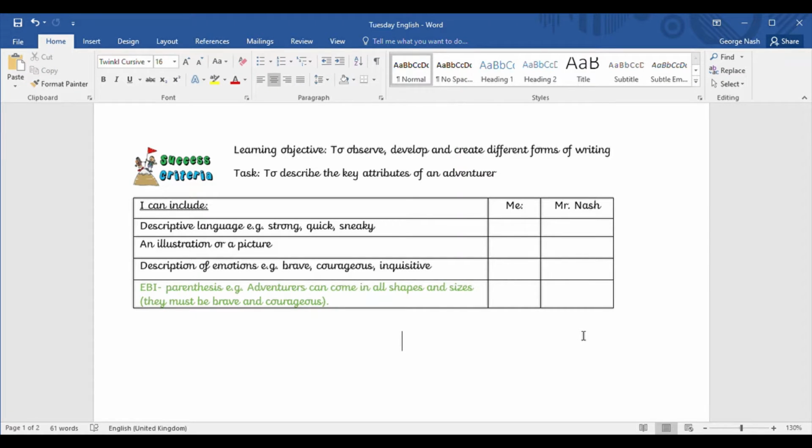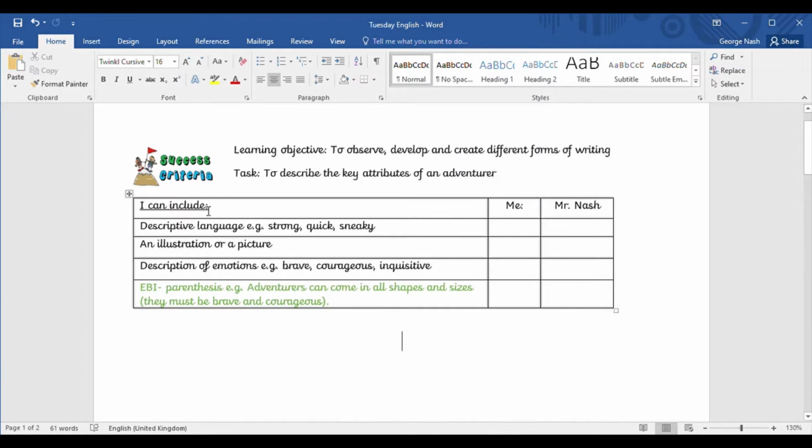Today we are going back to Arthur and the Golden Rope and we are going to be looking at what makes a really good adventurer. Okay, so our learning objective for today is to observe, develop and create different forms of writing. And our task is going to be to describe the key attributes of an adventurer. Okay, and attributes are just things that you think about, the personality, maybe what they look like, the things that you recognise when you think of an adventurer.